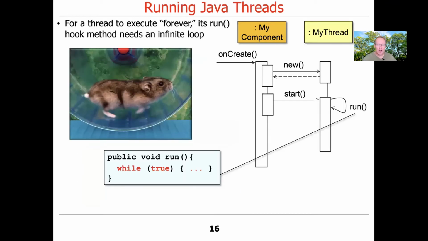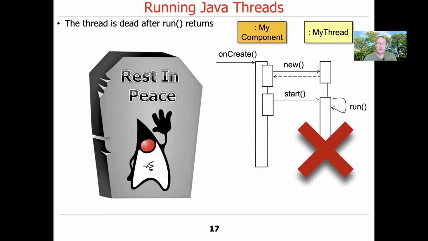If you want a thread to run forever, then you simply have it run a loop, like a while true loop or a for loop that just says for open paren, semicolon, semicolon, close paren. That will cause the thread to run forever. Of course, in reality, it won't run forever. It'll run until the program shuts down, but logically, it could run forever. Once run returns, the thread is considered dead.